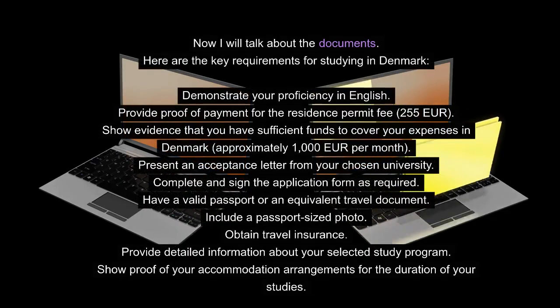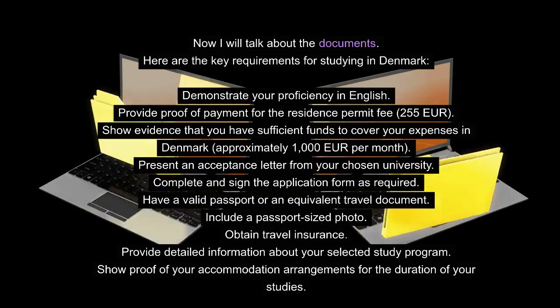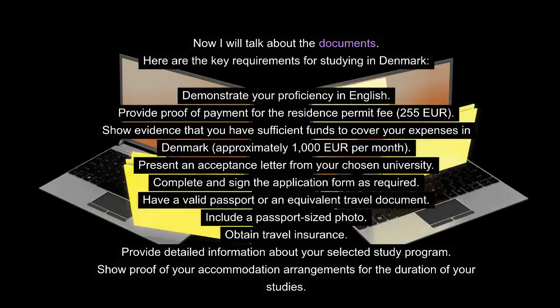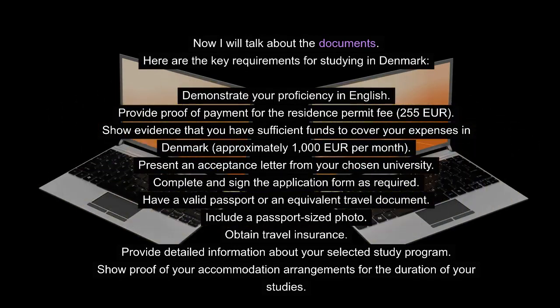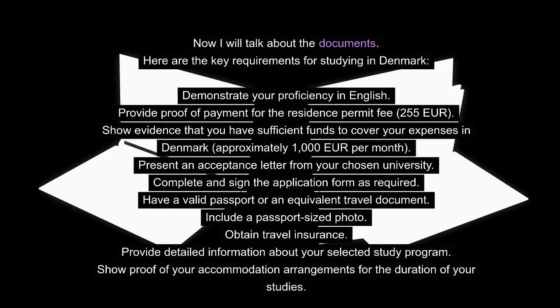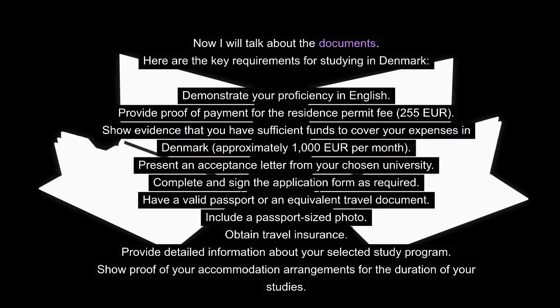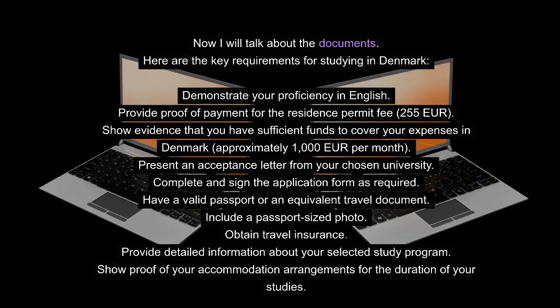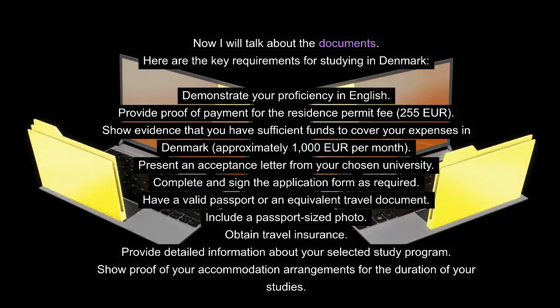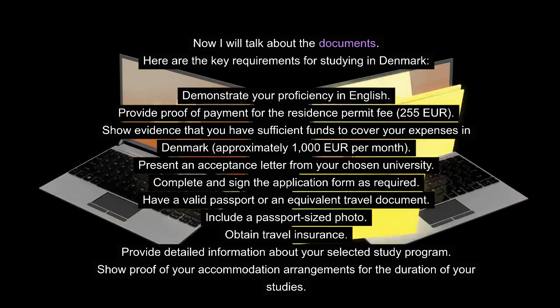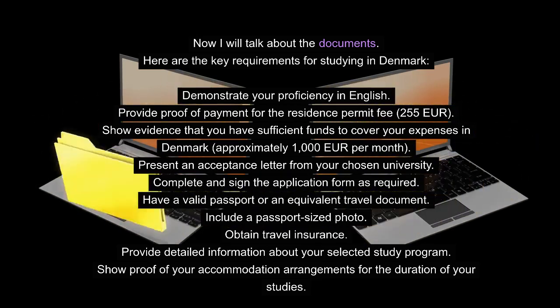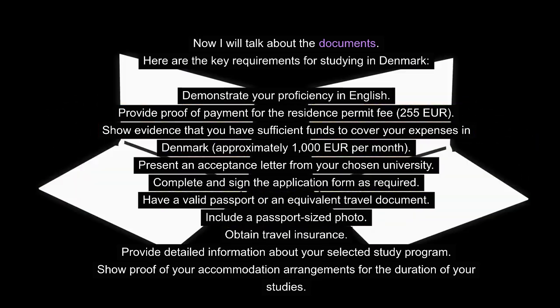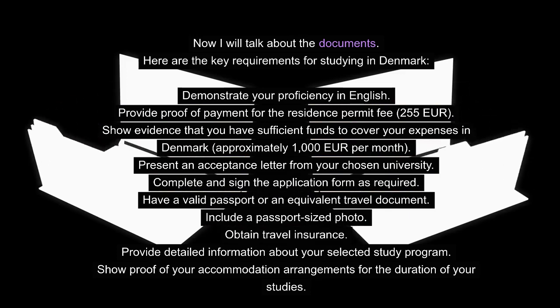Now I will talk about the documents. Here are the key requirements for studying in Denmark. Demonstrate your proficiency in English. Provide proof of payment for the residence permit fee, €255. Show evidence that you have sufficient funds to cover your expenses in Denmark, approximately €1,000 per month. Present an acceptance letter from your chosen university. Complete and sign the application form as required. Have a valid passport or an equivalent travel document.